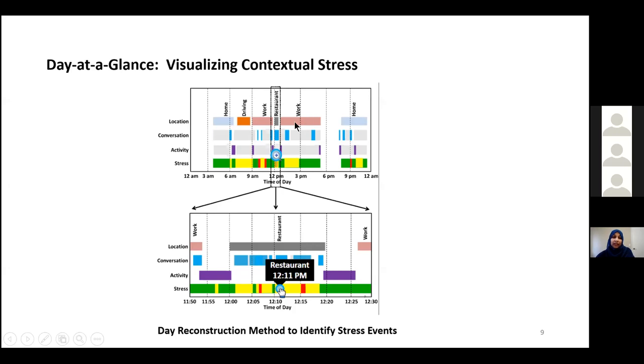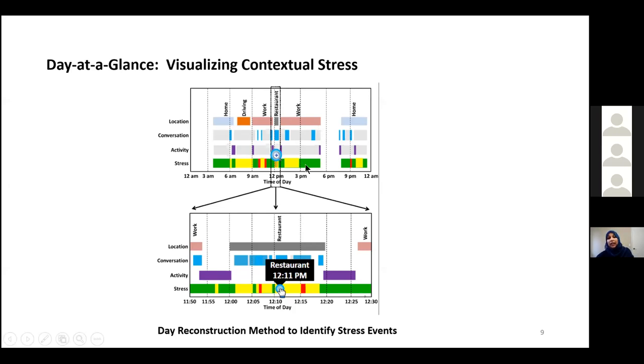So we look at this visualization, and it shows that I was at the restaurant, and if we can zoom in, we can see that I was involved in a conversation and my activity level was low. So it will help us to identify and remember what was the reason for stress, so that we can have a better precision and labeling of the stress event.